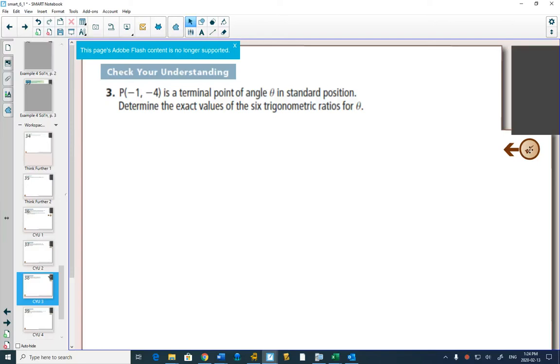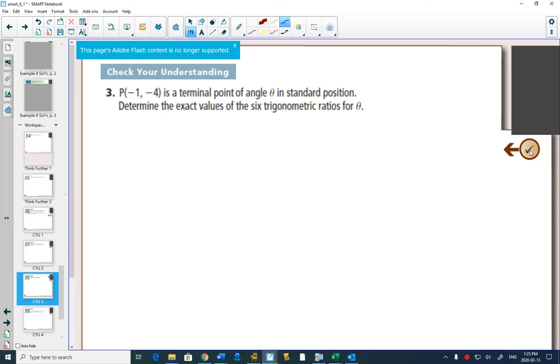P(-1, -4) is a terminal point of an angle theta in standard position. So we've learned standard position already. We have an angle that starts on the positive x-axis and goes to its terminal arm. So the fact that they tell us (-1, -4) is a terminal point means that it's on the terminal arm. Determine the exact values of the 6 trig ratios. Sine, cosine, tan, and cosecant, secant, and cotangent.